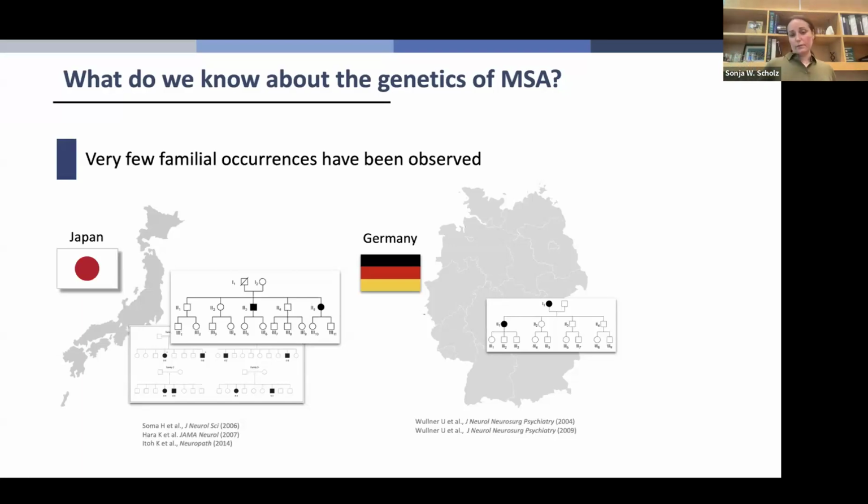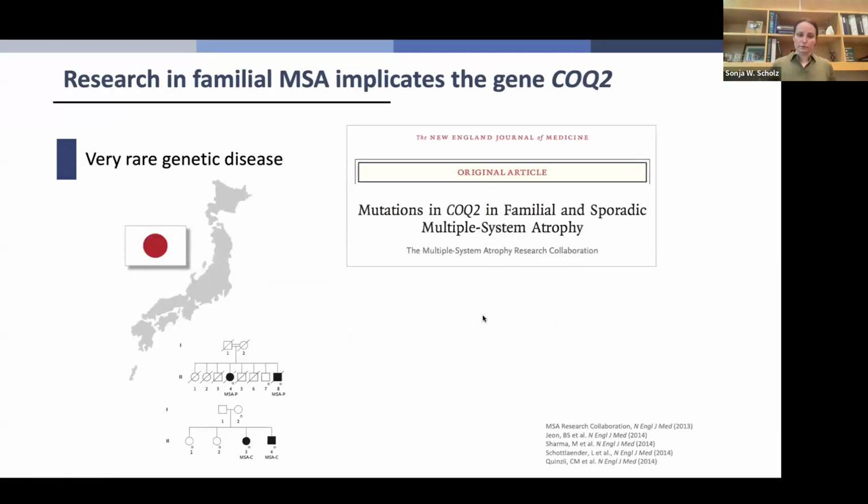Whereas another family that's been described in Germany has seen two subsequent generations, both affected with multiple system atrophy and also confirmed by autopsy. So sometimes, the question is, is it just bad luck? It can happen. Or is there actually a reason why these individuals really have disease? And at least in the Japanese population, we have an answer for it: in very, very rare cases, there are spelling mistakes or mutations in a gene called CoQ2 that are playing a role in multiple system atrophy.